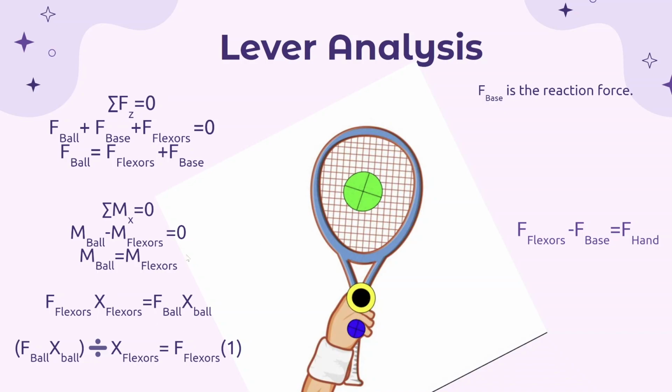Then we can do a summation in the x direction, a moment summation, and see that the moment of the ball is equal to the moment of the flexors. The reason the moment of the base isn't accounted for here is because the moment at the base is 0, because the moment arm is 0. We can rearrange all of these values and get a formula for the force of the flexors.